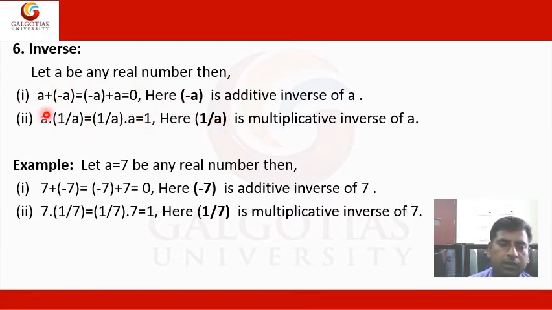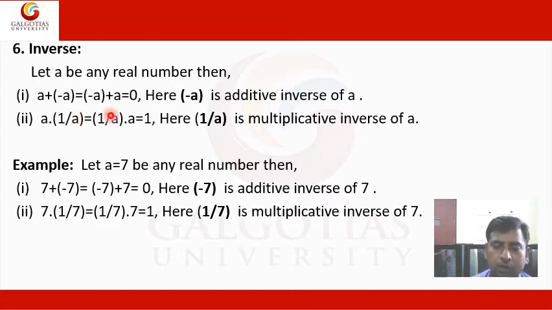That means to find the additive inverse of a, we have to add a number to a to get the additive identity. That means we have to add a number to a to get 0, because 0 is the additive identity. So suppose I add b to a to get 0, then b is the additive inverse of a. So to get 0, we have to add minus a to a. So here minus a is called the additive inverse of a.